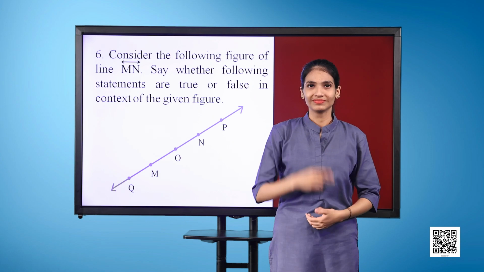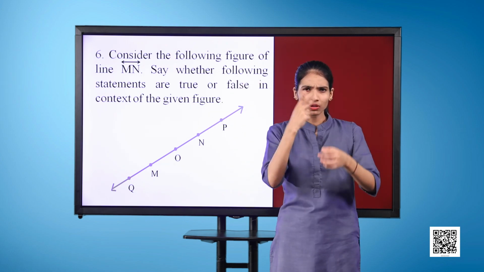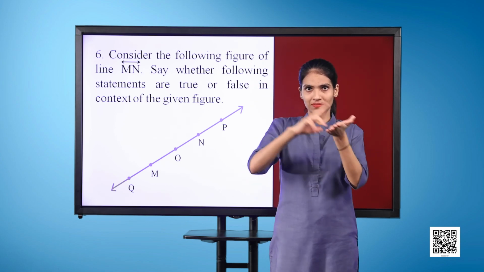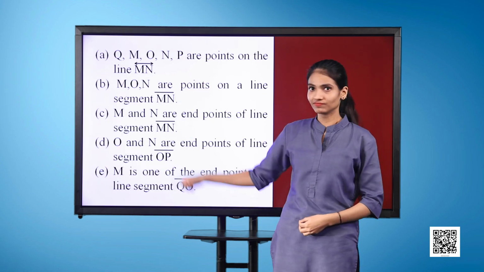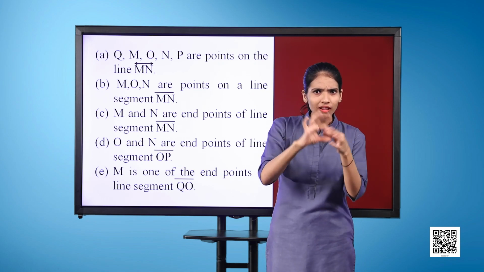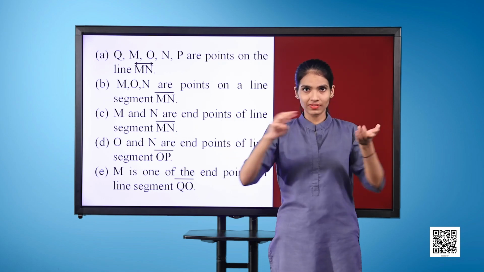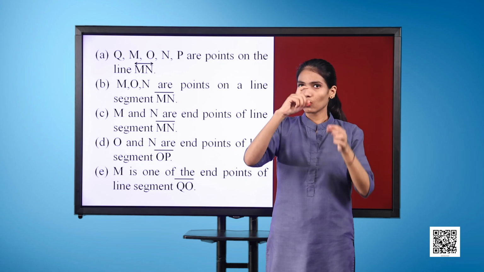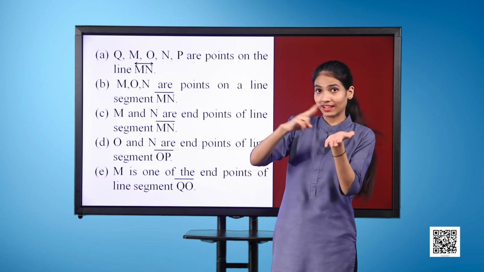6. Consider the following figure of line MN. Say whether following statements are true or false in context of the given figure. A. Q, M, O, N, P are points on the line MN.